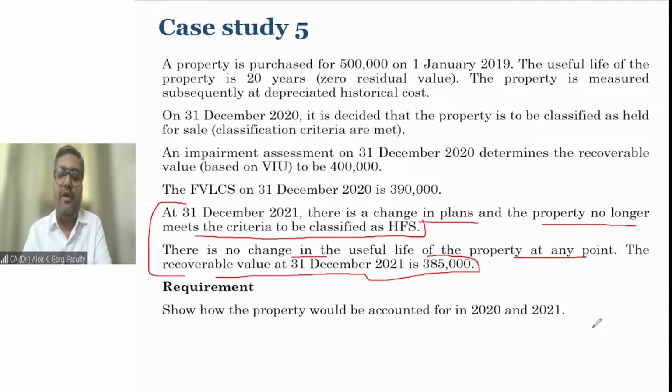So what to do on 31st December 21? Please tell me. What to do? On 31st December 21, you have to compute carrying value. You have to compute carrying value assuming this asset was never classified as held for sale. If this asset was never classified as held for sale, then what would have been the carrying value as of today? If this asset never was classified as held for sale and was running in PPE from the start, what would my carrying value be? And the second step is the recoverable value, which is given in the question. So you need to compute the carrying value. Guys, please tell me what is the carrying value as on 31st December 2021.